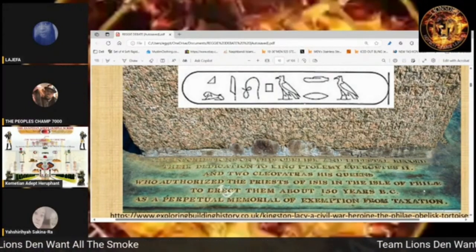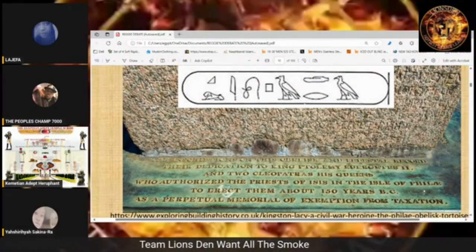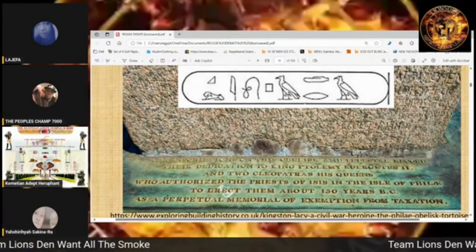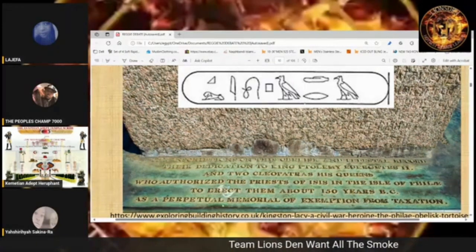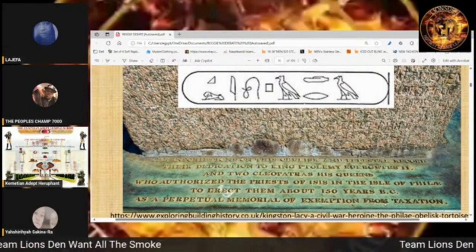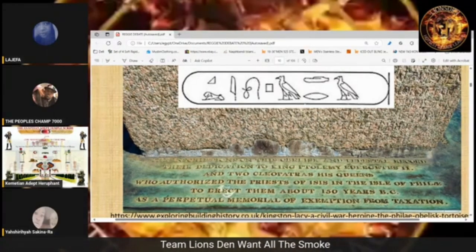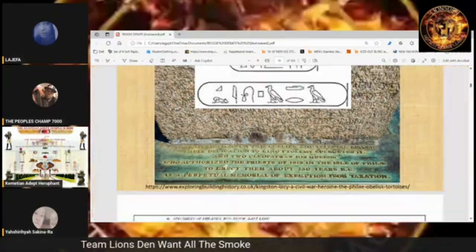That's basically what happened. So he made them use Greek symbols and superimpose Egyptian pictures over the Greek language. It says to erect them about 150 years BC as a perpetual memorial of exemption from taxation. So if they did what he wanted them to do, you ain't gonna get taxed because you rocking with me. Sounds like somebody that exists right now in rulership that a lot of our people are upset with in presidency.